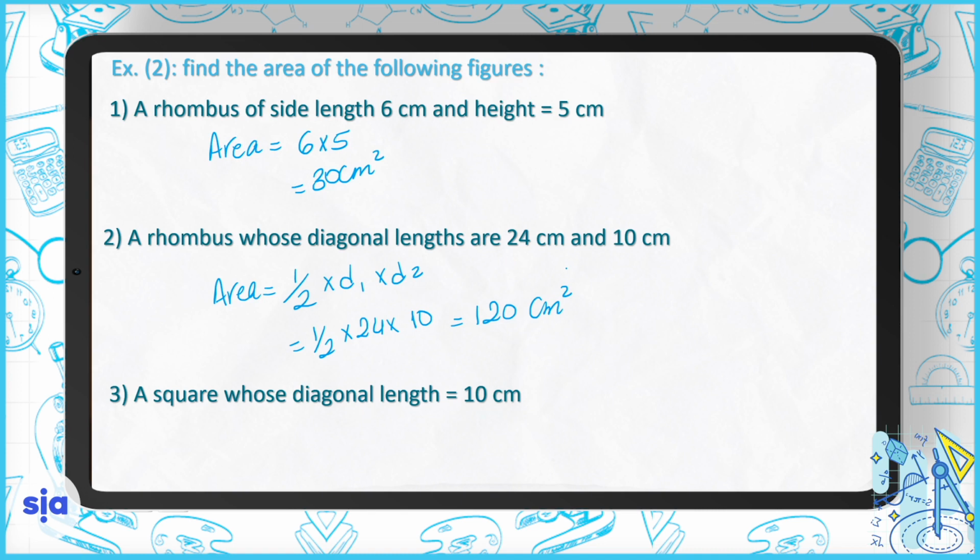Question 3. Find the area of a square whose diagonal length is 10 centimeters. To find the area of a square where the diagonal is given, the area equals half times diagonal times diagonal, which in this case is half times 10 squared, which for sure is 50 centimeters squared.